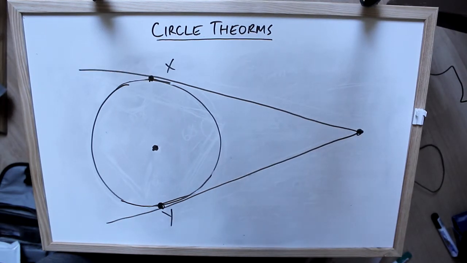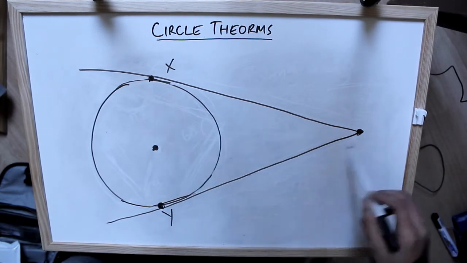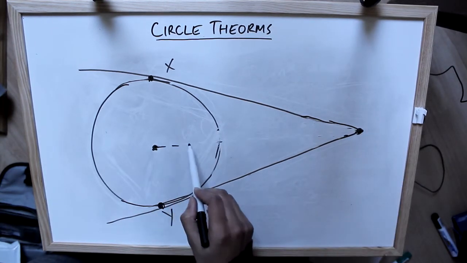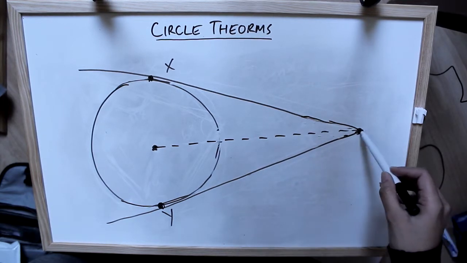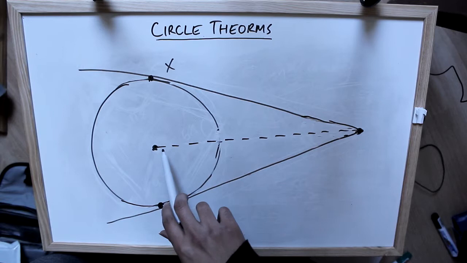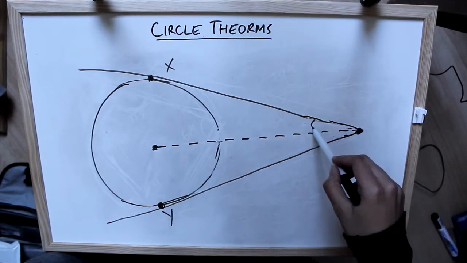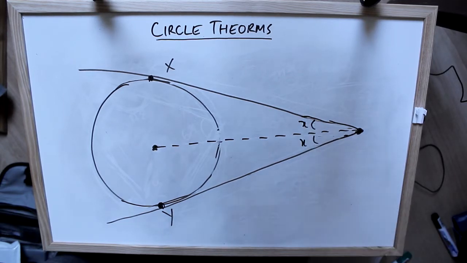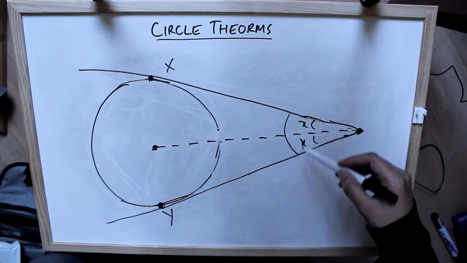Another theorem that we need to know that involves tangents is that if these two tangents join together at an external point, and you draw an imaginary line from the midpoint of the circle to this external point, that line will bisect this angle. So whatever this angle is, it will be equal to that angle. Essentially this whole angle will be halved evenly.